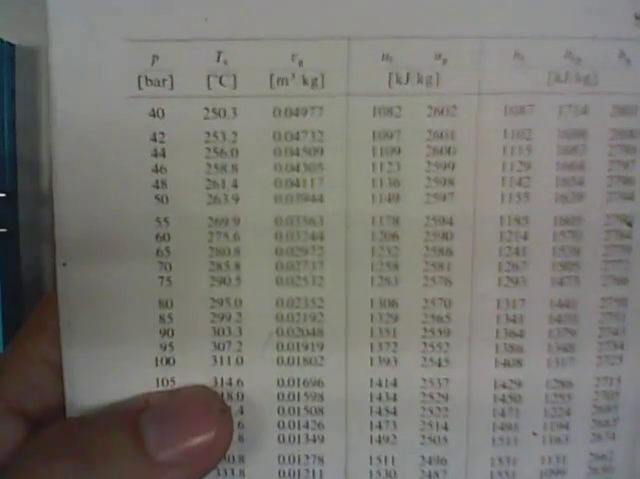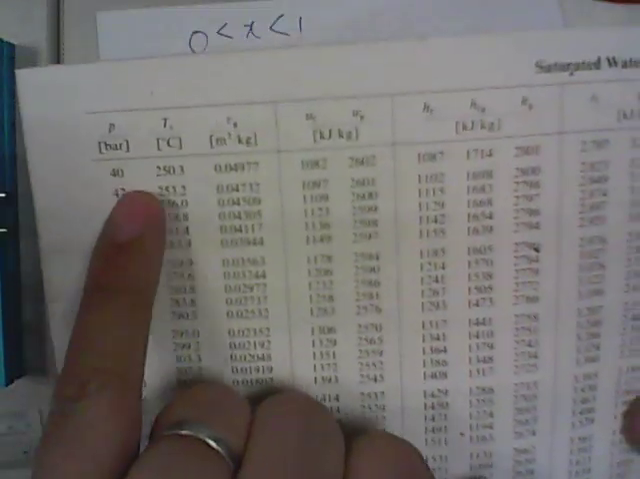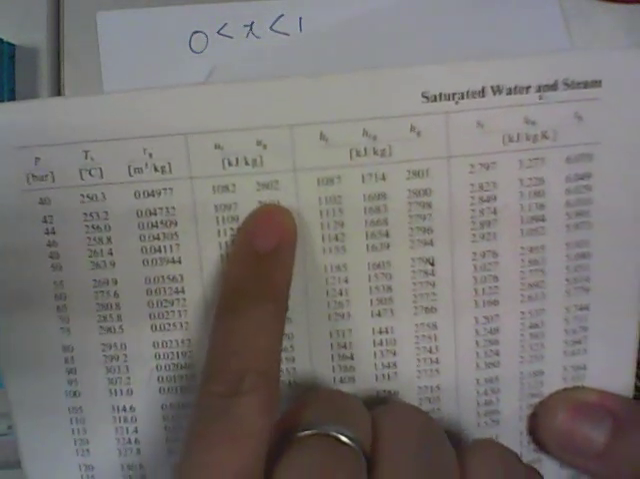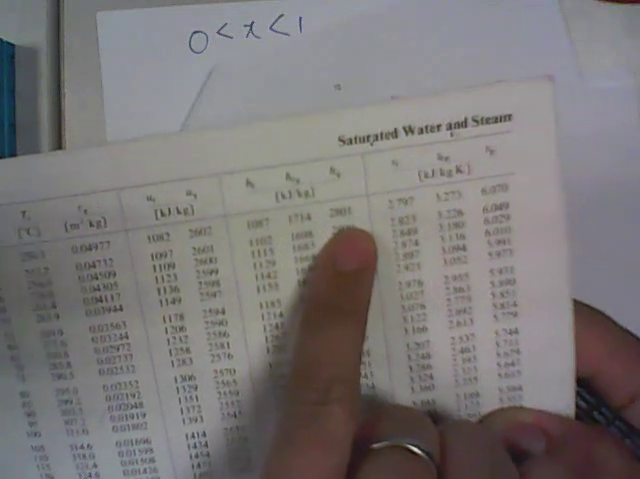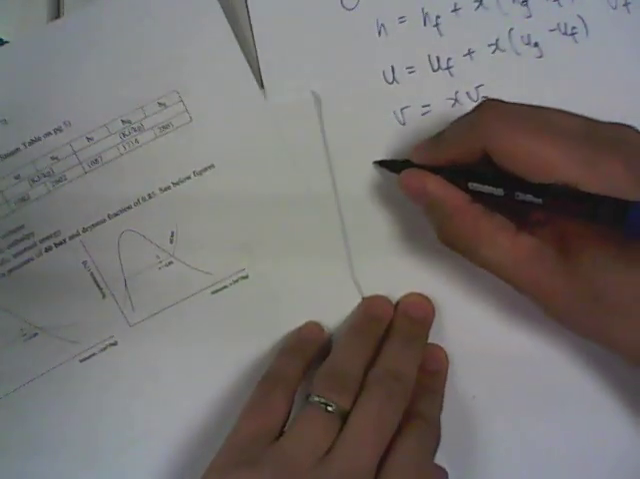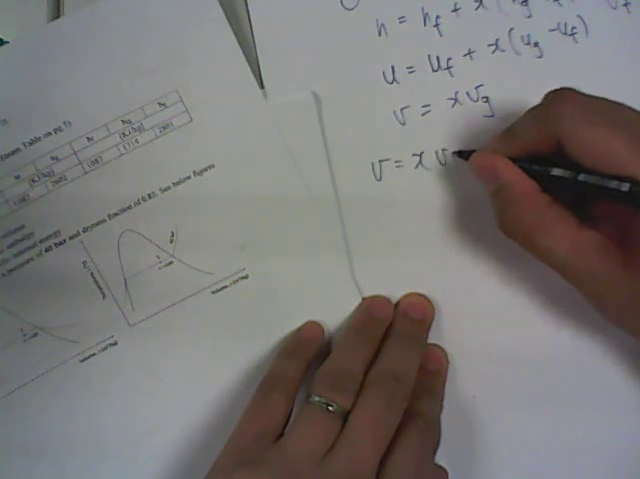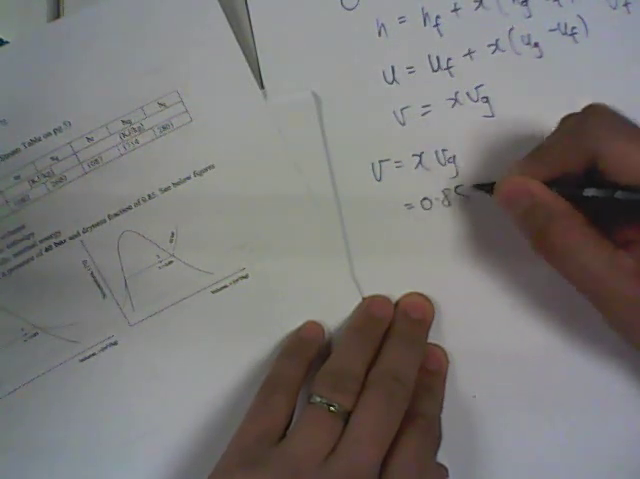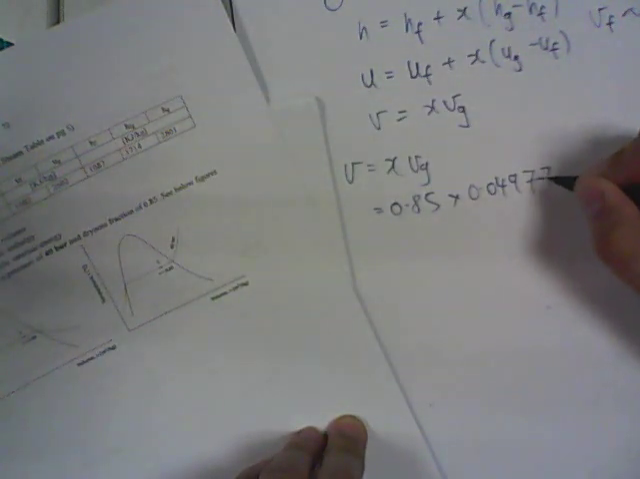This particular table is actually extracted from the steam tables. If you go to 40 bar on page 5, this is the first row. First row is 40 bar. Then you have your UF, UG, HF, HFG, and HG over here. So the first part is you need to find the specific volume, x times VG. x is 0.85, and VG is simply 0.04977.